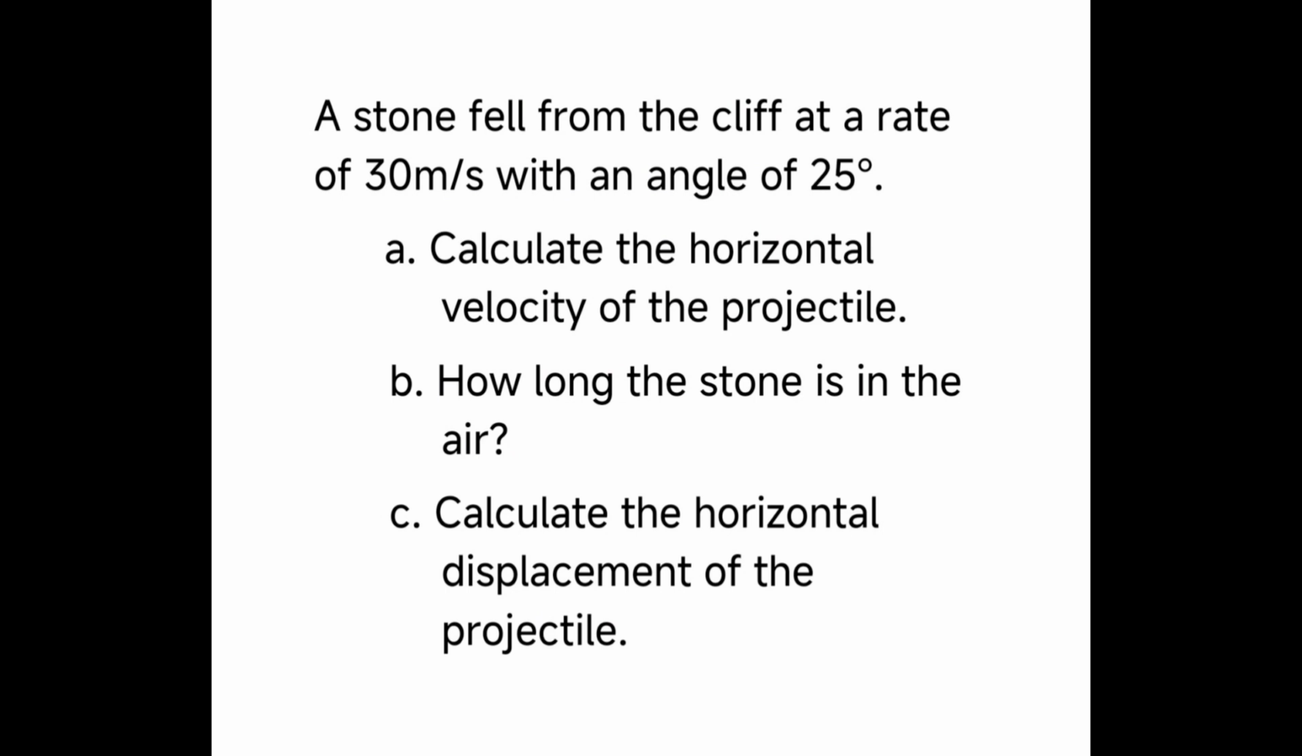Now let's try to visualize the problem first. So there's a cliff and there's a stone that fell from the cliff, which has an initial velocity of 30 meters per second and an angle of 25 degrees.